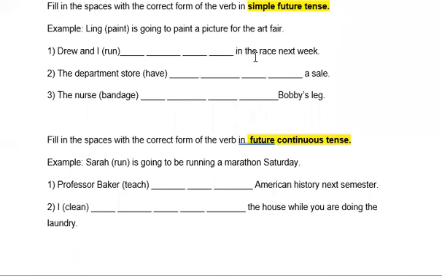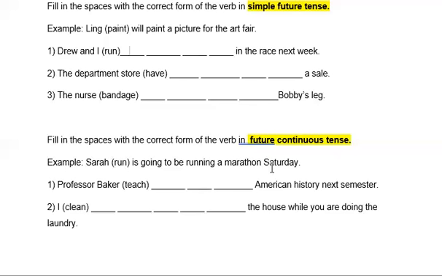Okay, next exercise, fill in the spaces with the correct form of the verb in simple future tense. Example, Ling is going to paint a picture for the art fair, right? Now, I am not sure why I've given it to you guys in this form. But anyway, if it's simple future tense, it's easy. So Ling will paint. That's it. It's that easy, guys. So Drew and I will run, right? The department store will have. The nurse will have bandage, not bondage, bandage.